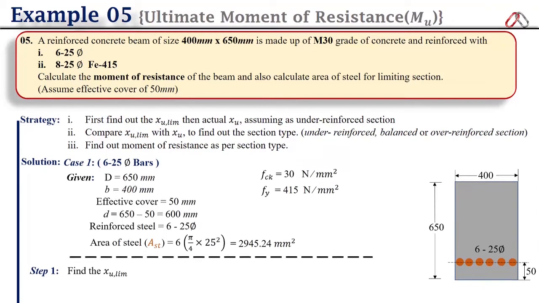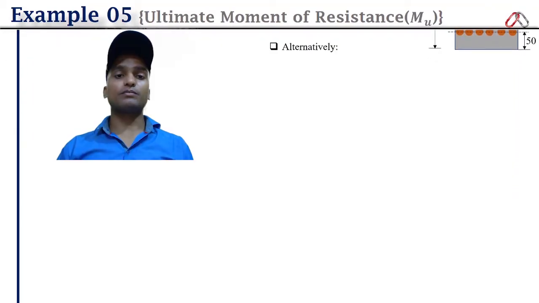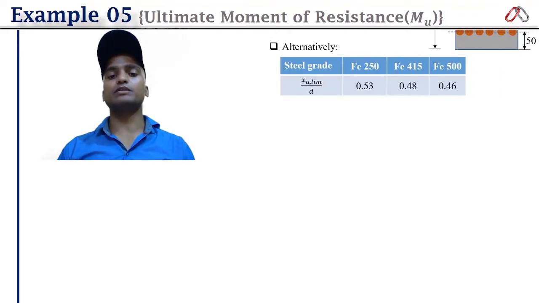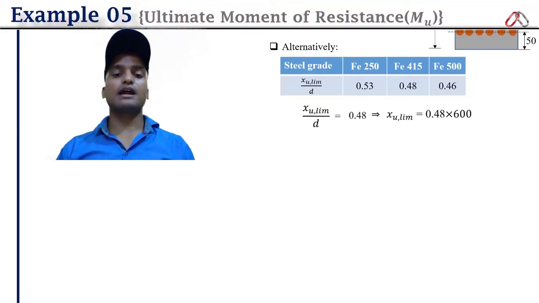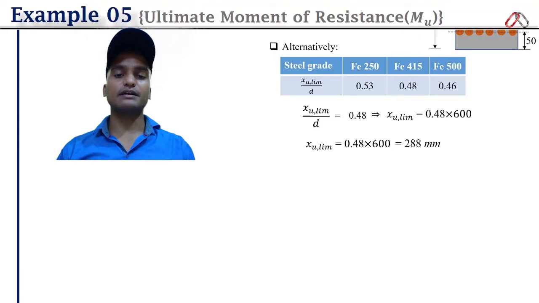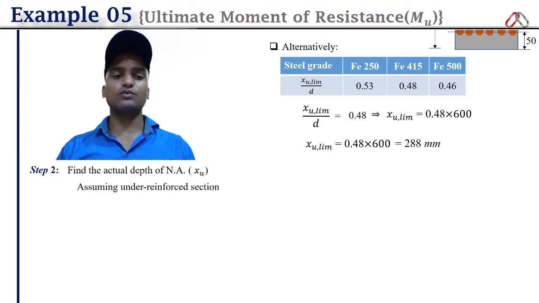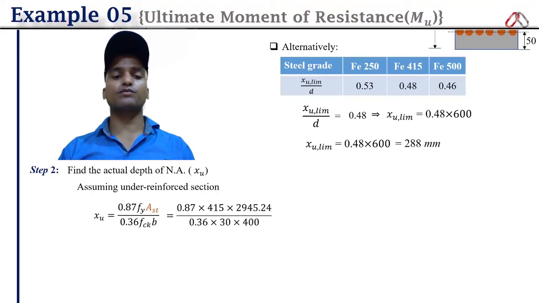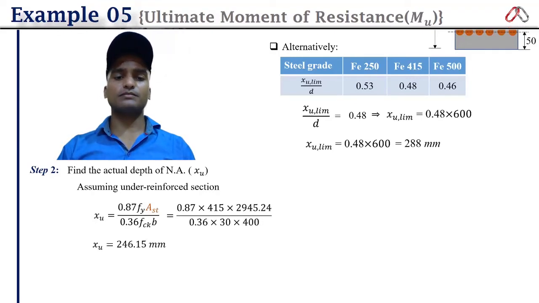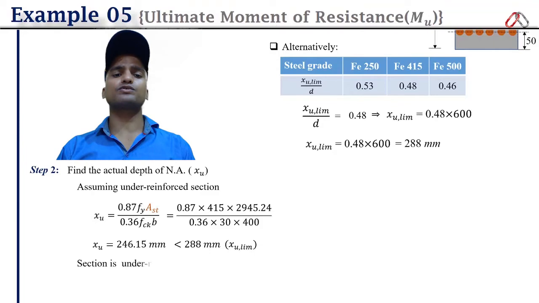Step 1 says find Xu limiting. From the table given in the code, we can easily get Xu lim by d equal to 0.48 for Fe415, and with small d equal to 600, Xu limiting will be equal to 288 mm. The second step is to calculate the actual depth of neutral axis Xu. If we assume our section is under reinforced, then Xu can be very easily calculated using this formula, and we get Xu equal to 246.15 mm. We can easily observe that it is less than 288 mm, which is Xu limiting. So the section is under reinforced as we assumed.